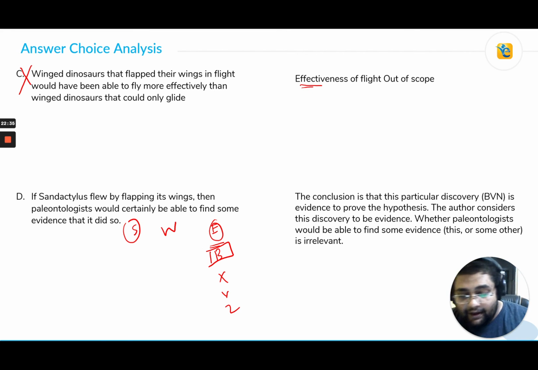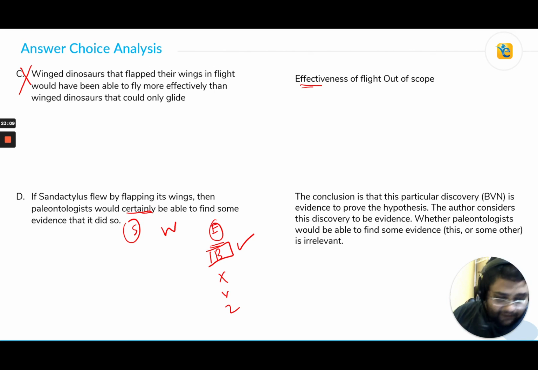I'll show you how. If you negate option D, it would mean that if Sandactylus indeed flew by flapping its wings, then paleontologists may not necessarily be able to find the evidence. So it's debatable whether they'll be able to find the evidence. So you're not 100% sure, because the original statement says they will certainly be able to. If you negate it, you'll say not certainly. So maybe they'll be able to find, and maybe they will not be able to find. So if there is this possibility that they will be able to find some evidence, what if that evidence is this blood vessel network?